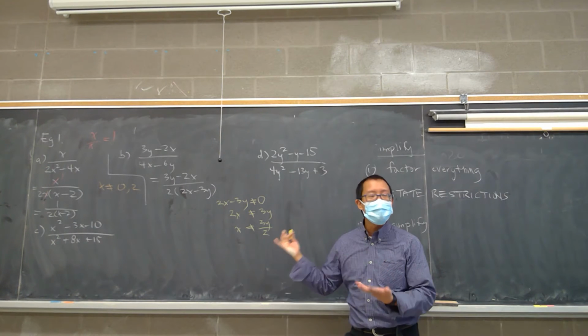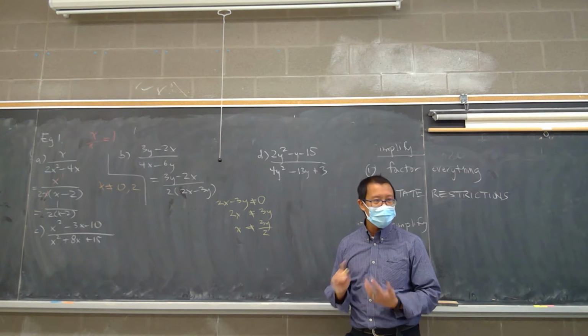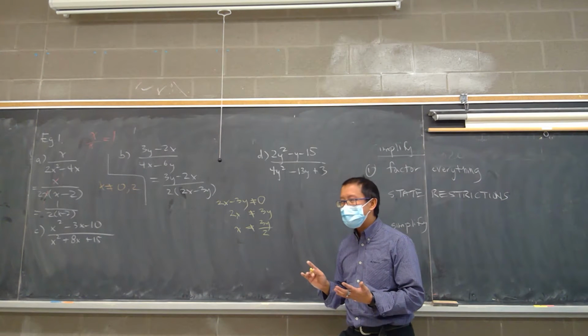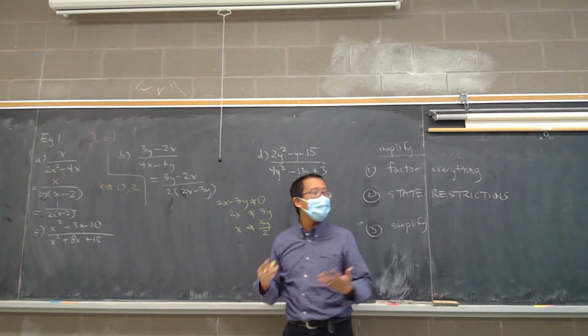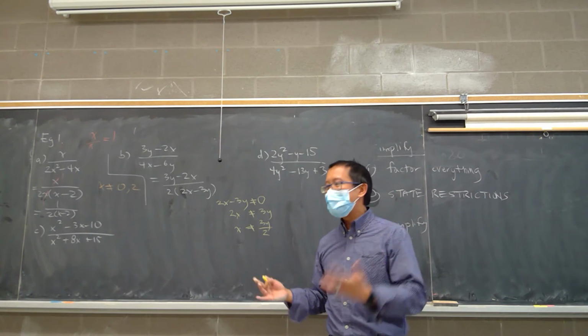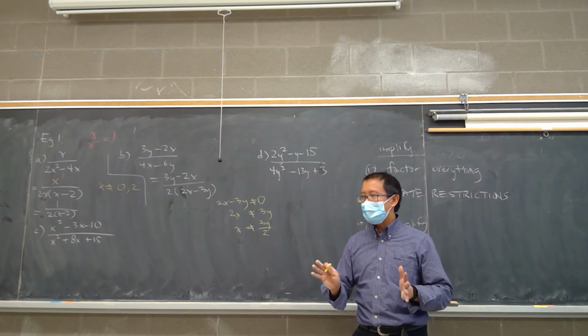And ladies and gentlemen, this is your restriction. X can never be 3y over 2. If it ever was, this expression would go to 0. And then we cannot divide by 0. We talked about that online. When we divide by 0, that causes us immense problems.